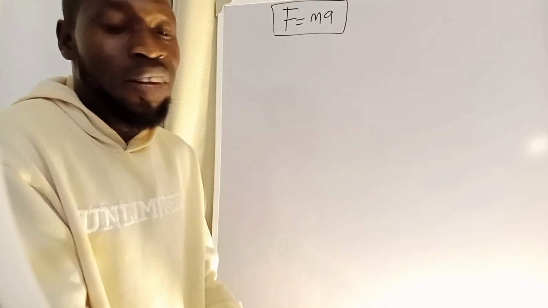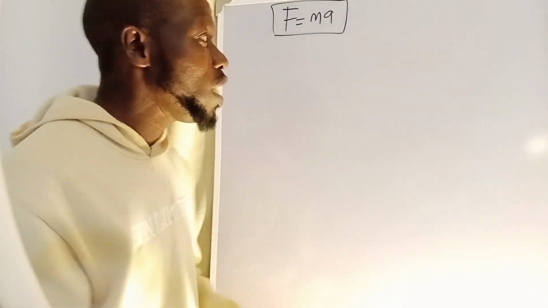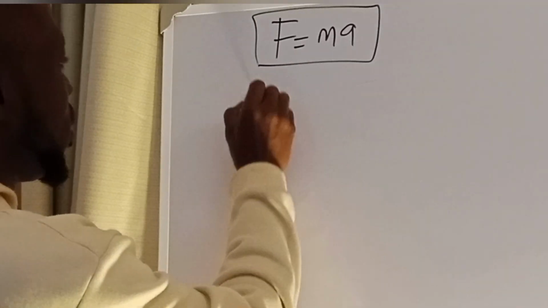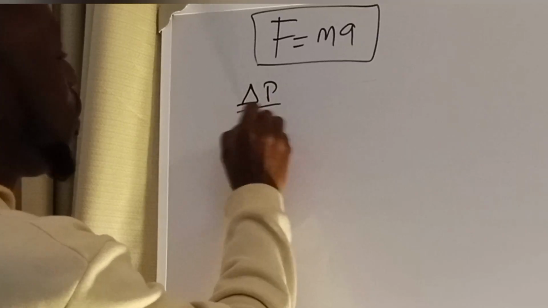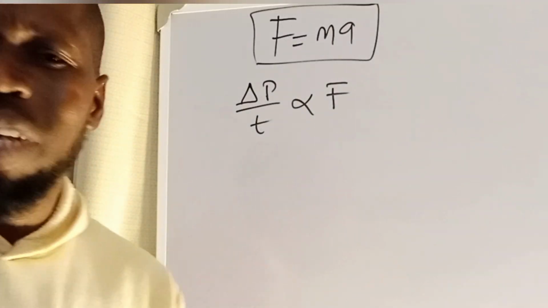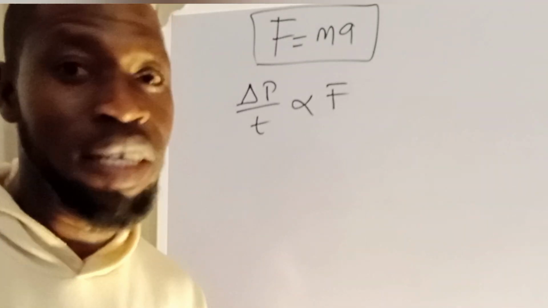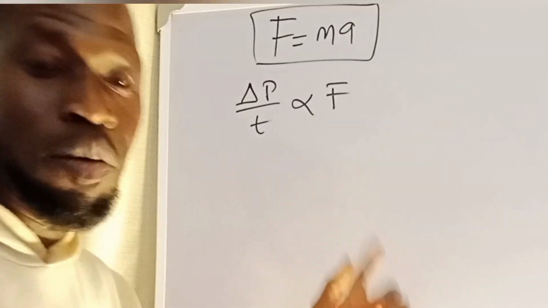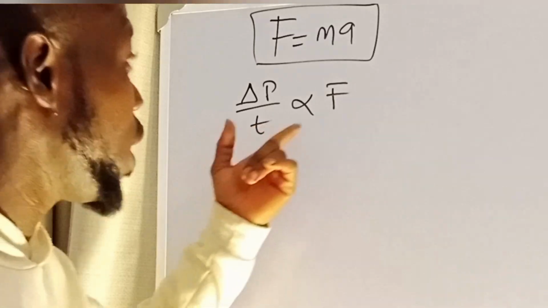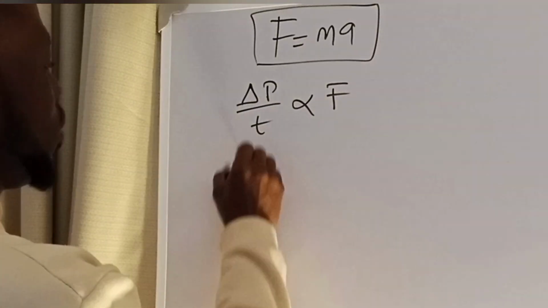The second law states that the rate of change of momentum, that's when a force is applied to an object that is at rest or in constant motion, there will be a change in momentum. And the rate of change in momentum is directly proportional to the force applied. Remember that all objects will remain at the state of rest or constant motion except the force is applied. When a force is applied, there will be a change of momentum. The rate of change in momentum is directly proportional to the force applied.